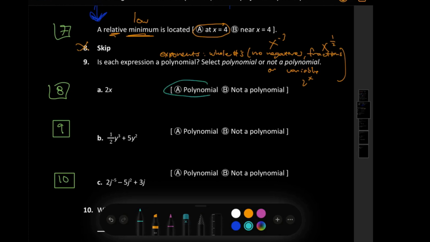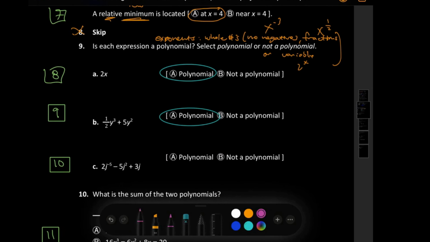So here, this one looks good. This is a polynomial. Okay, you can have a fraction as the leading coefficient, so that's fine. That one's a polynomial. This last one, I see a negative exponent, and that's what we just set up here. So this one is not a polynomial.